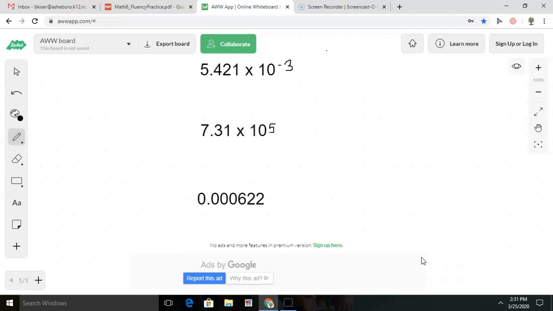So here you see 3 problems that were on your packet, and I know it's not beautiful here, but please excuse the artwork. You guys know I'm a fabulous artist.